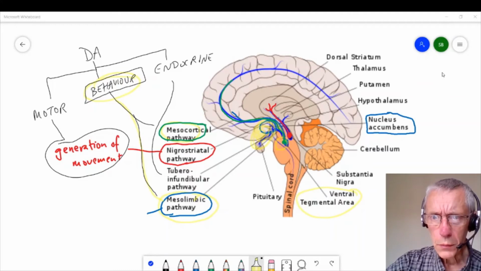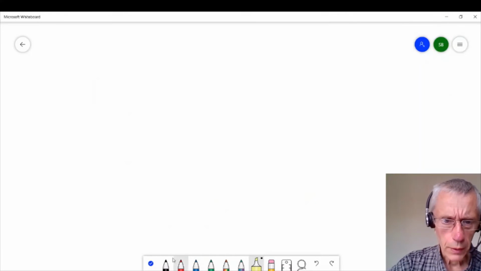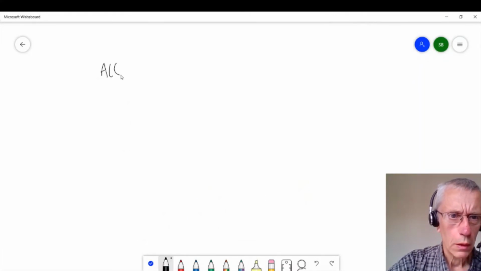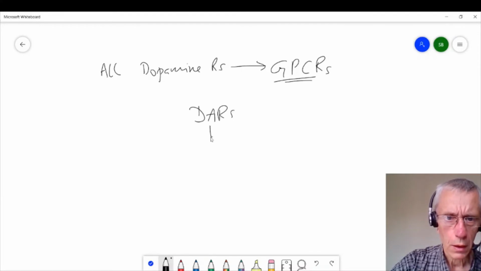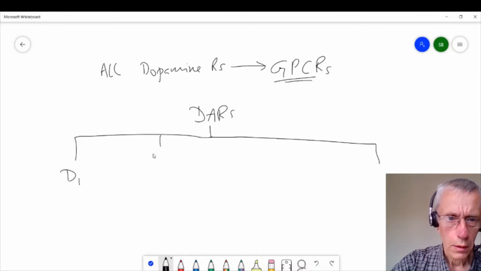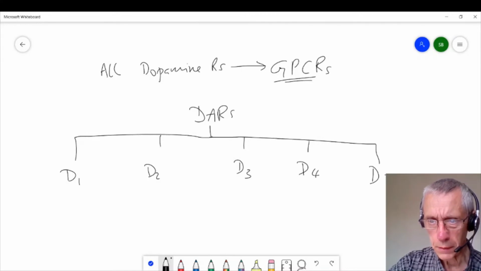When it comes to the receptors for dopamine, the first thing to realize is that all dopamine receptors are G protein coupled receptors, and there are actually 5 of them. So dopamine receptors are D1, D2, D3, D4, I think you know where this is going, D5.